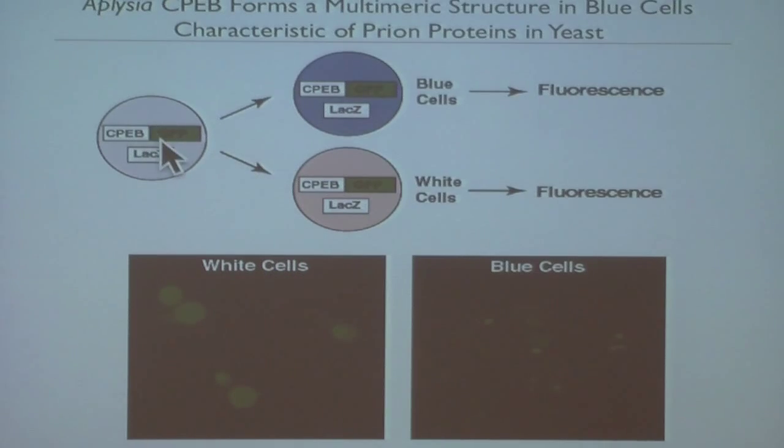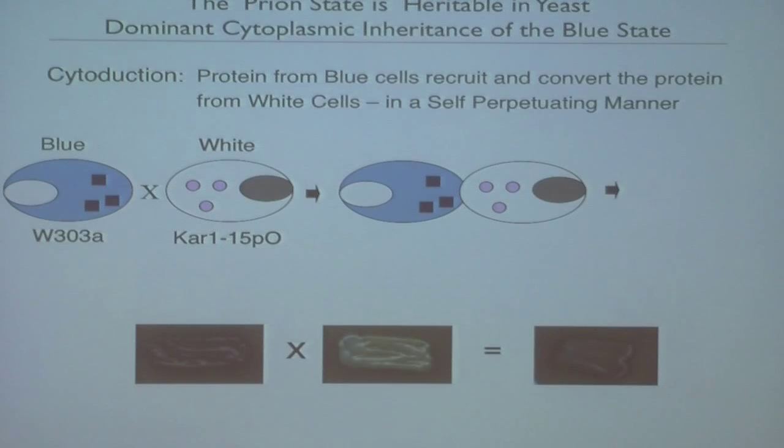So he wondered, what is the difference in conformation between the white cells and the blue cells? So he took CPEB, fused it to GFP, and when he looked at the white cells, he saw they were diffusely stained, as if they were soluble. When he looked at the blue cells, they were punctate, as if aggregates might be forming. To see whether these, in fact, were prion properties, he wanted to see whether, in addition to aggregate formation, they were heritable. They passed from one generation to another.